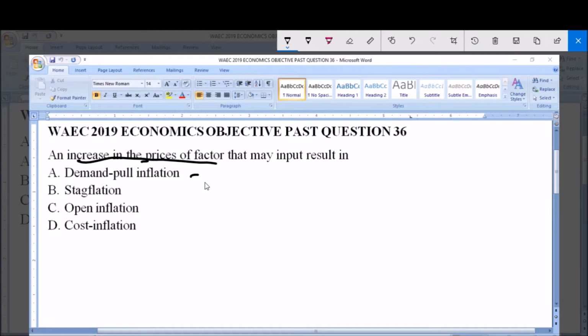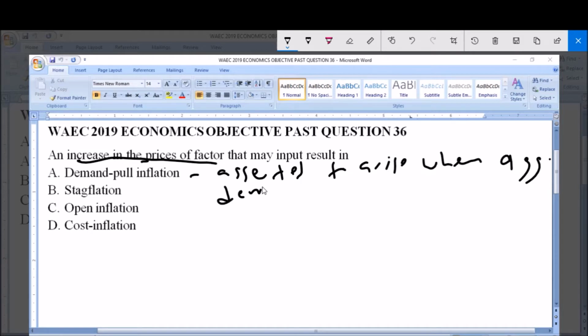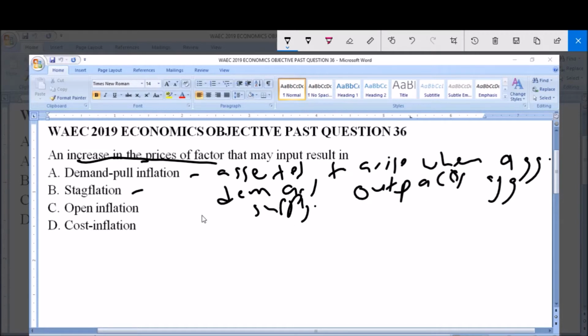So for demand pull inflation, is basically inflation that is asserted to arise when aggregate demand in a country outpaces aggregate supply of that country.